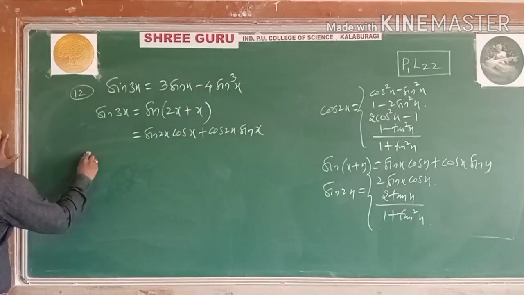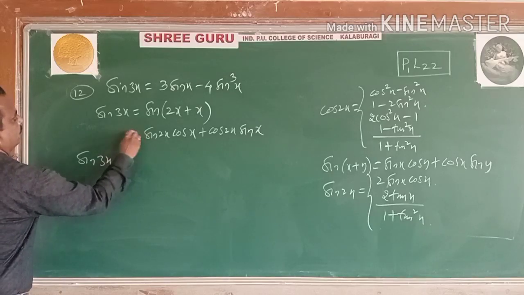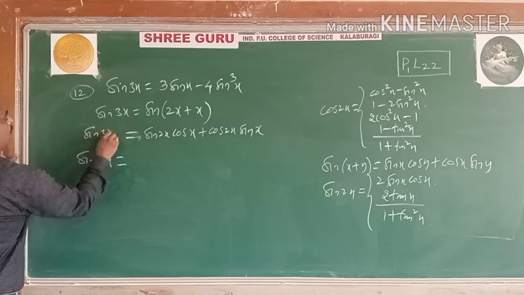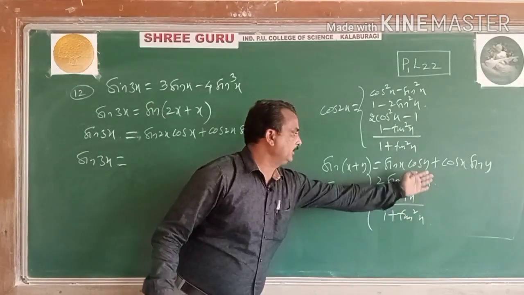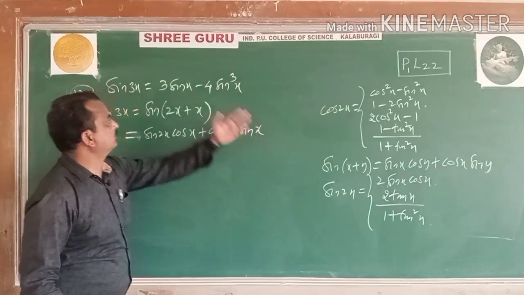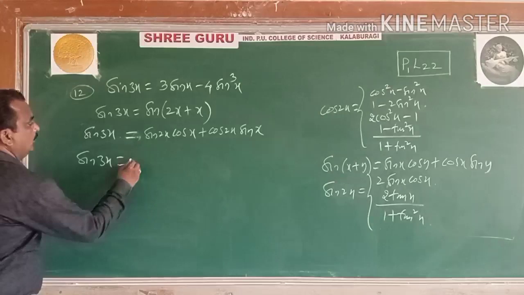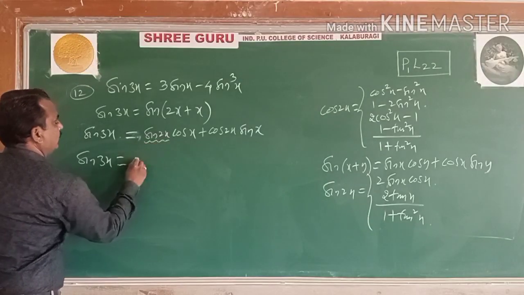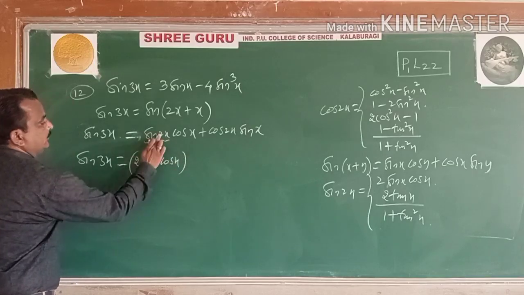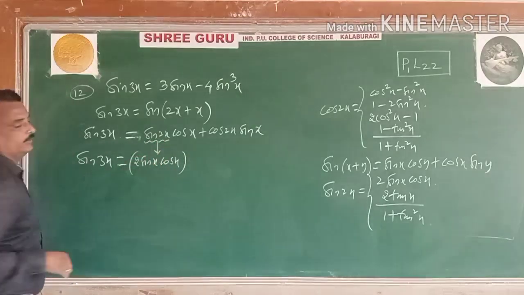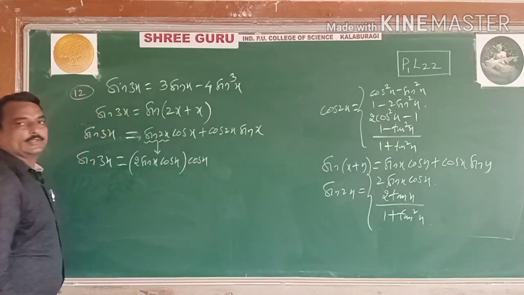Now let us substitute: sin of 3x is equal to, what should be substituted? You have no need of this in terms of tan, you need it in terms of sin. Cos also is there, you will convert that later. So sin 2x as 2 sin x into cos x. We have substituted the sin 2x value, and this cos x as it is.